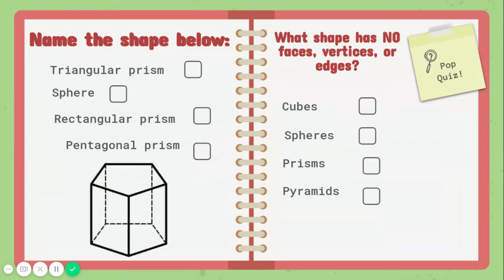Name the shape below. This figure is a pentagonal prism. You know that the base is a pentagon since it has 5 sides, and since it has 2 bases, it's a prism. Therefore, it's a pentagonal prism. What shape has no faces, no vertices, or no edges? A sphere. Since it's completely round, there are no faces, no vertices, and no edges.